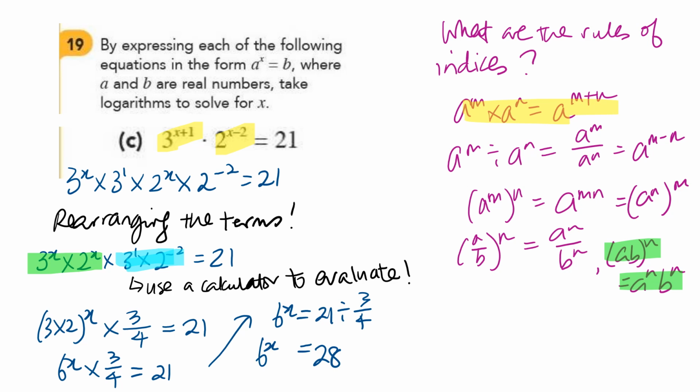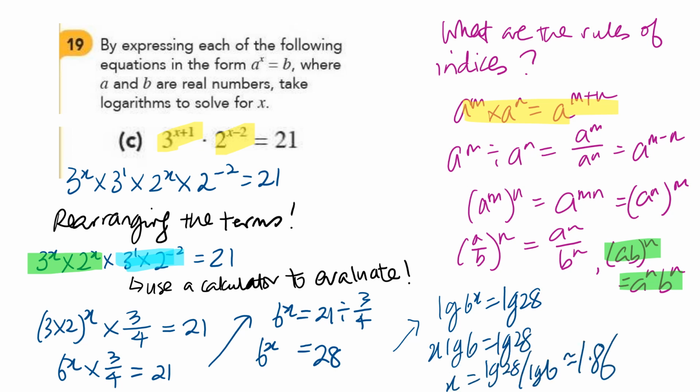And that is solving an exponential equation already, right? How do we solve it? You just bring log to both sides. Yes, apply the power law. So you get log 28 divided by log 6, which gives you 1.86.